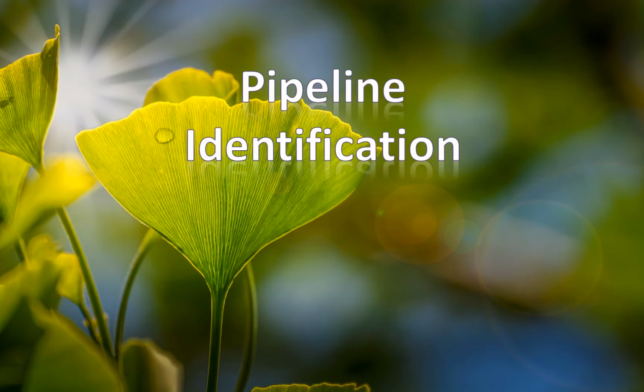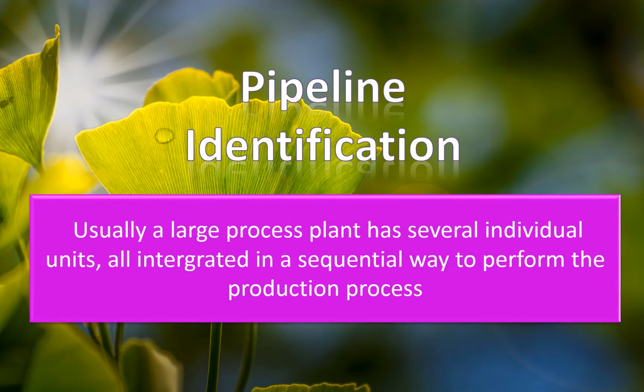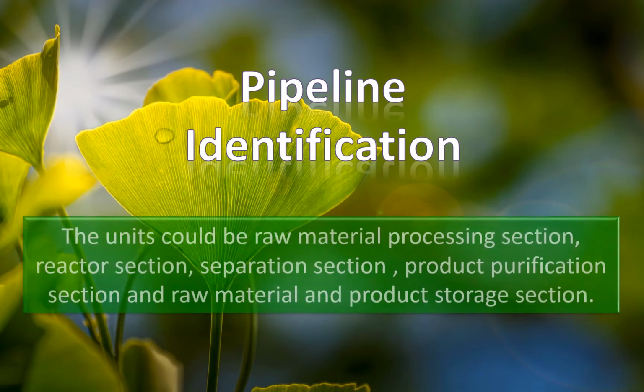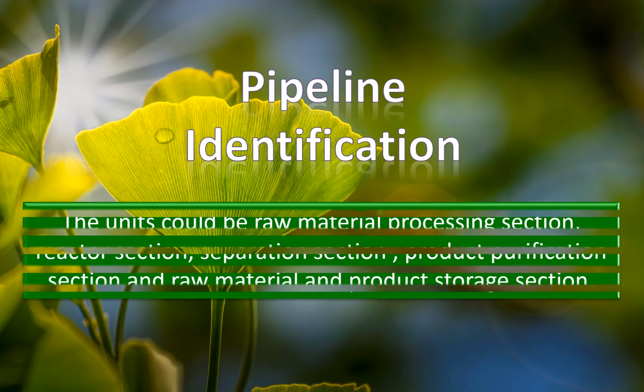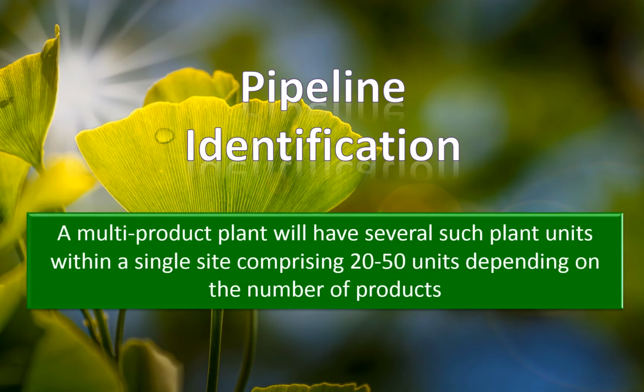Pipeline identification. Usually, a large process plant has several individual units, all integrated in a sequential way to perform the production process. The units could be a raw material processing section, a reactor section, separation section, product purification section, and raw material and product storage section. A multi-product plant will have several such plants within a single site, comprising 20 to 50 units depending on the number of products.